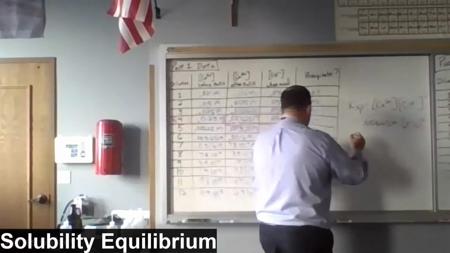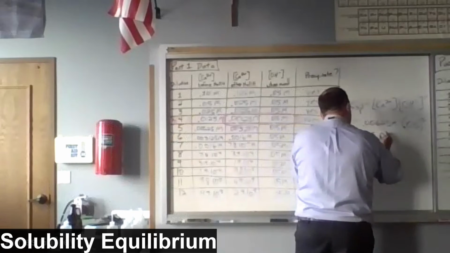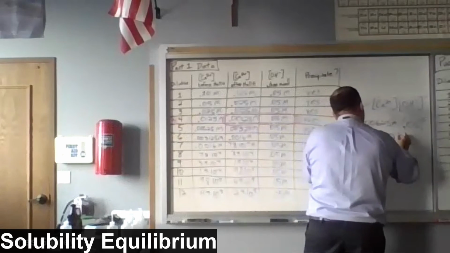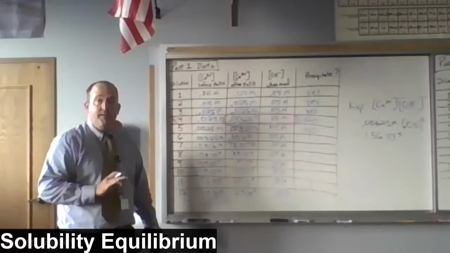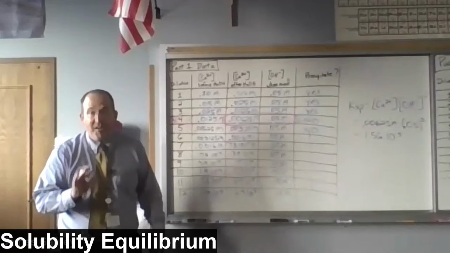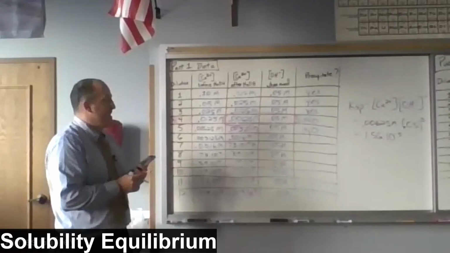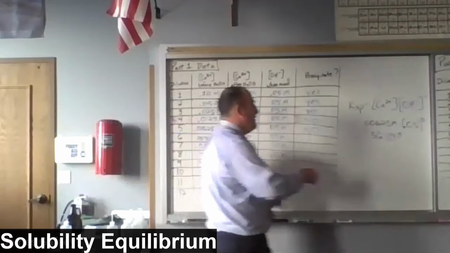And I get 1.56 times 10 to the negative 5th for our part 1 data. Now, we're not quite finished. We're going to do the same process again for part 2.